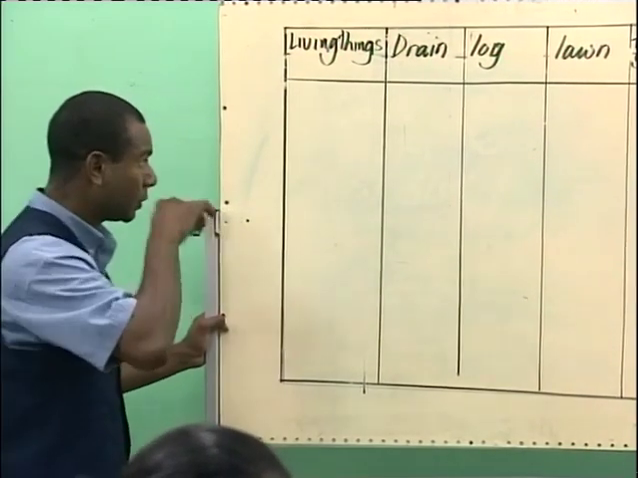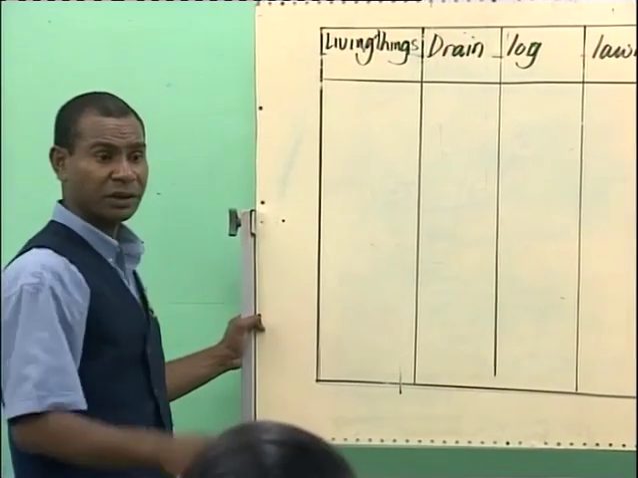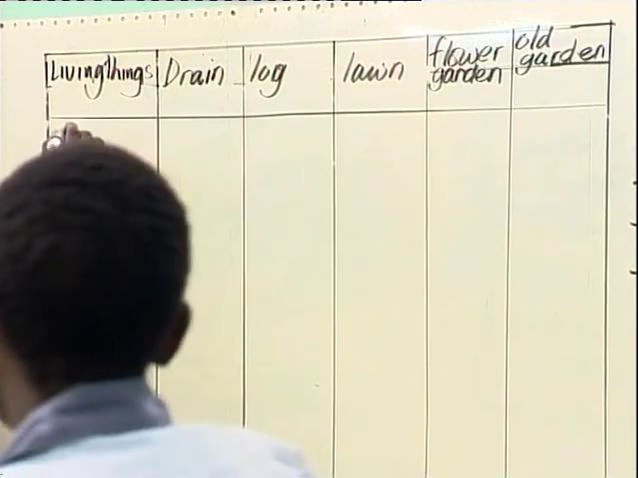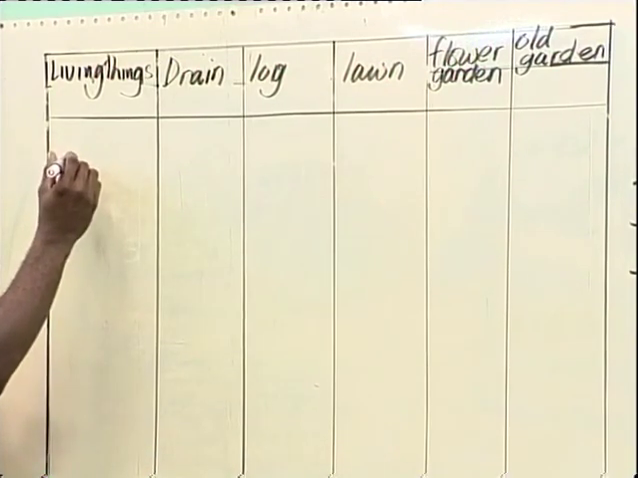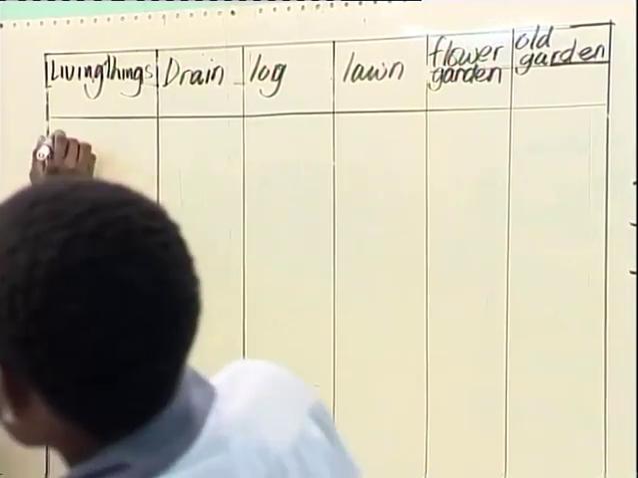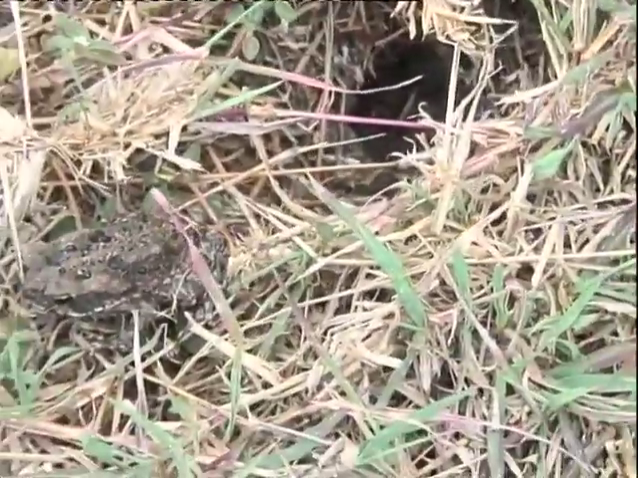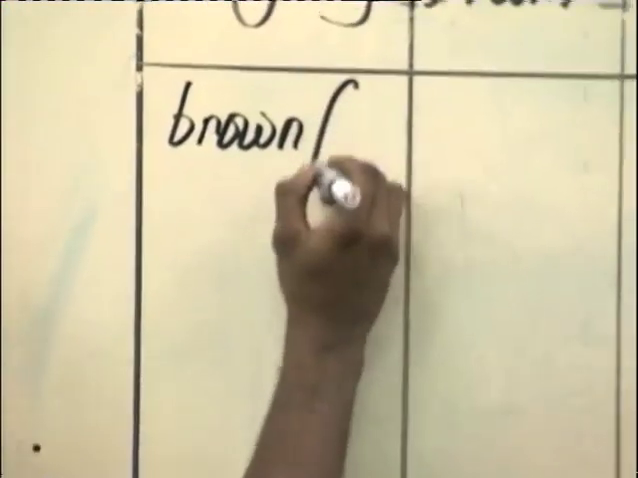Give me an example of your group. Frog. What kind of frog? Brown frog. A brown frog. A toad. Let's say brown frog. We said brown frog, so we say brown frog.